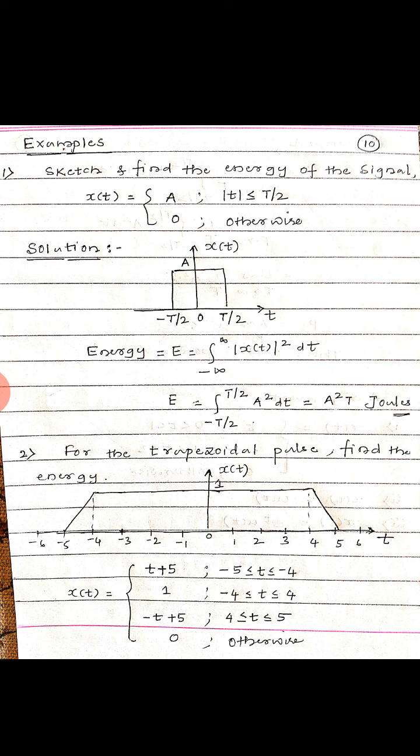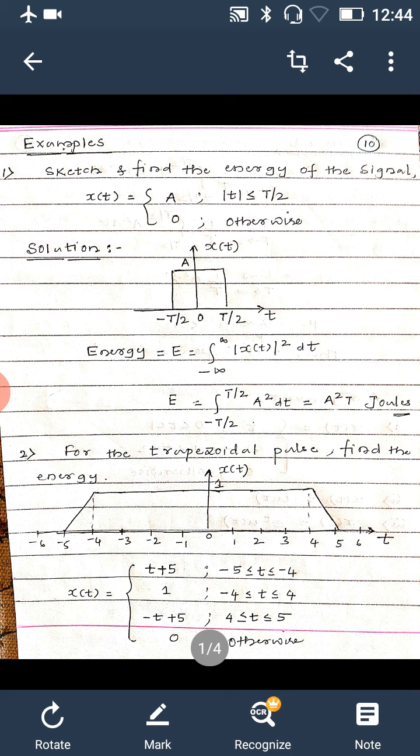The signal x of t is defined only for the interval minus T by 2 to plus T by 2, and outside this interval the signal is 0. When we have such a signal, how do we find its energy? We know the formula. When the signal duration is finite, the energy is given by E equals the integration from minus infinity to plus infinity of the square of x of t dt.